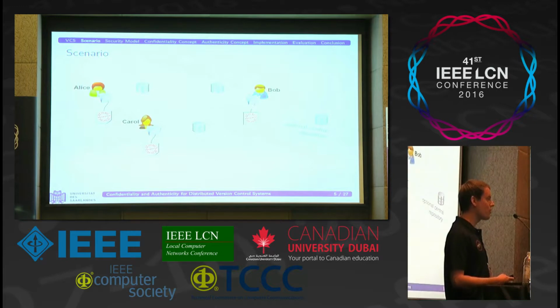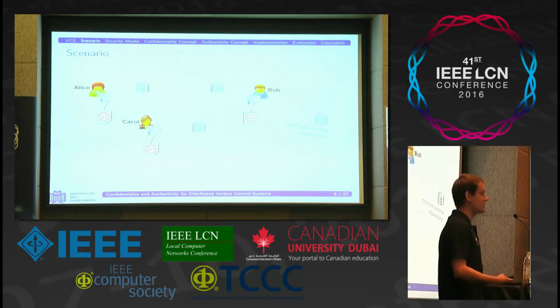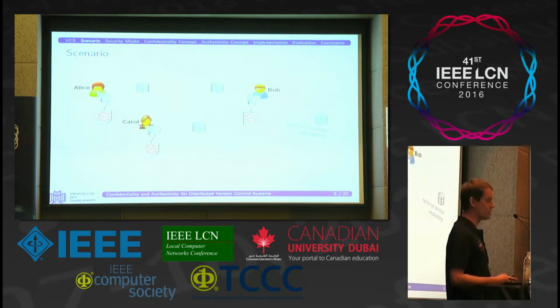Now, the scenario that we consider for our work is that of confidential files. Suppose Alice has some confidential data that belongs to a project, but that she does not want to share with all the other users that have access to the repository. This could be, for example, a configuration file of a software project that contains database credentials or access tokens, and in this example, she only wants to share this with Carol, but not with Bob.